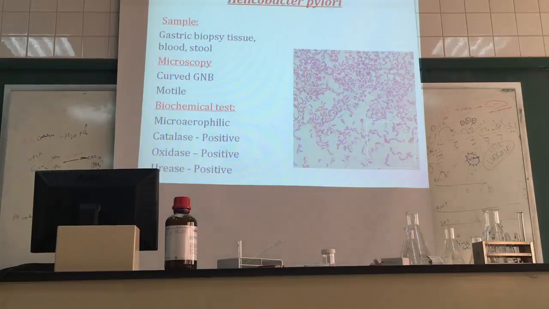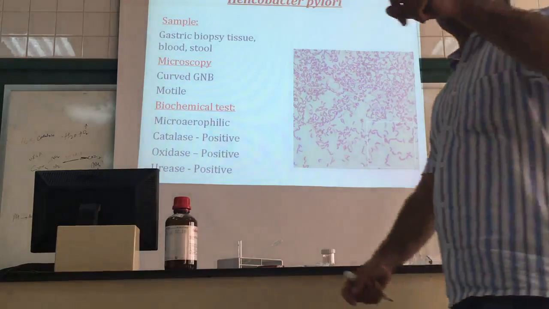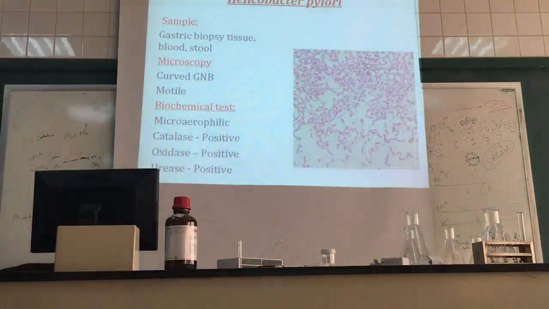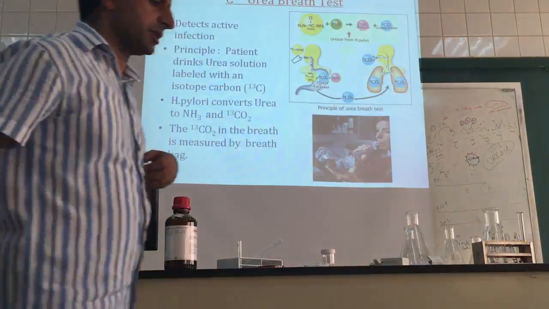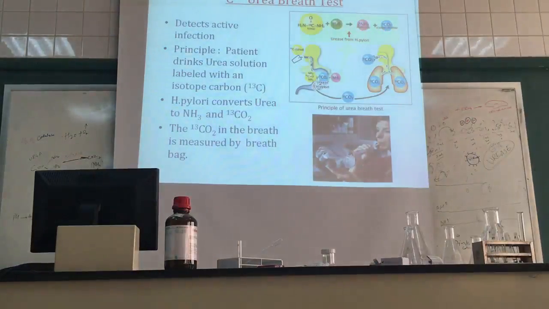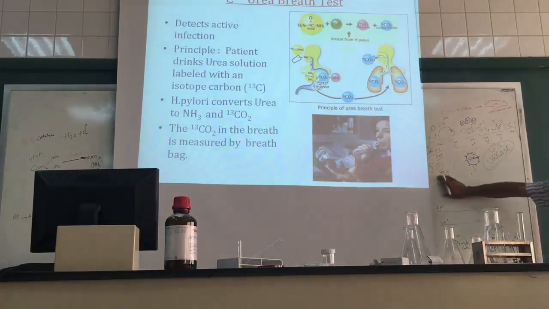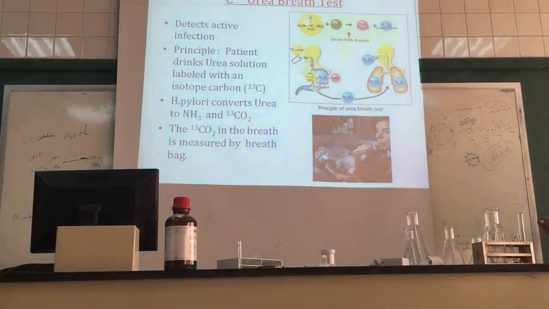So this microorganism is catalase positive, oxidase positive, urease positive. Three strong properties in this bacteria. Now you see what it does, what this microbe does inside the body. This microbe has an enzyme. Which enzyme? Urease. Okay?